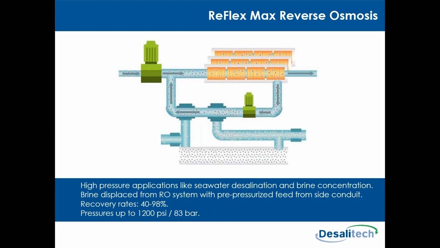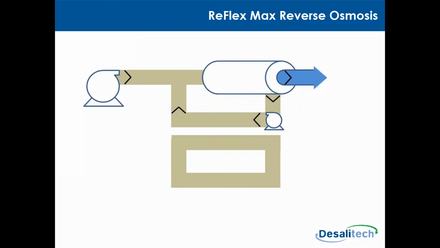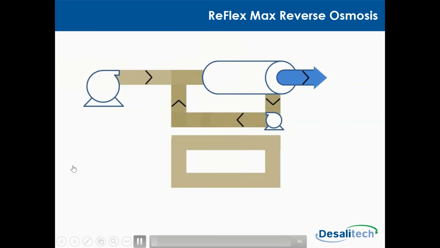So Reflex Max systems can operate at a broader recovery range, 40% all the way up to 98%, and they're good for higher pressure applications like seawater, up to 1200 psi or 83 bar. So this, if it works, little movie illustrates the dynamics of the Reflex Max process.